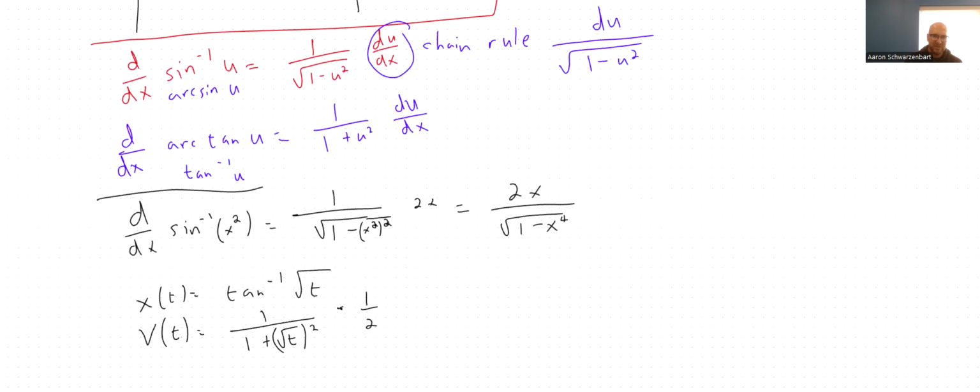Times the derivative of the square root of t, which is t to the 1/2. Bring the 1/2 in front, subtract 1. There, negative 1/2. Which now I'm going to simplify. 1 over 2 square root of t, and 1 plus square root of t squared is just 1 plus t. We should make that a little neater.